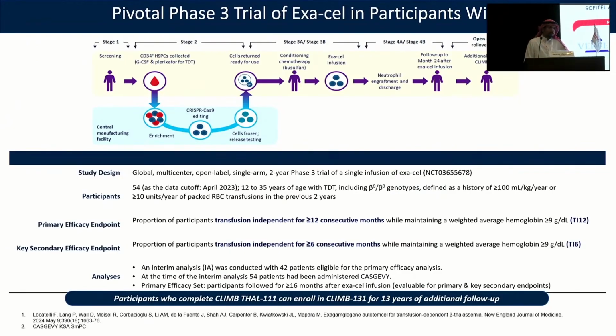So what about transfusion-dependent thalassemia? There's another study, which is a phase 3 study. The inclusion criteria, I'll talk about in detail in the next slide. But the primary endpoint is transfusion independence for 12 consecutive months. The secondary endpoint is transfusion independence for 6 consecutive months.